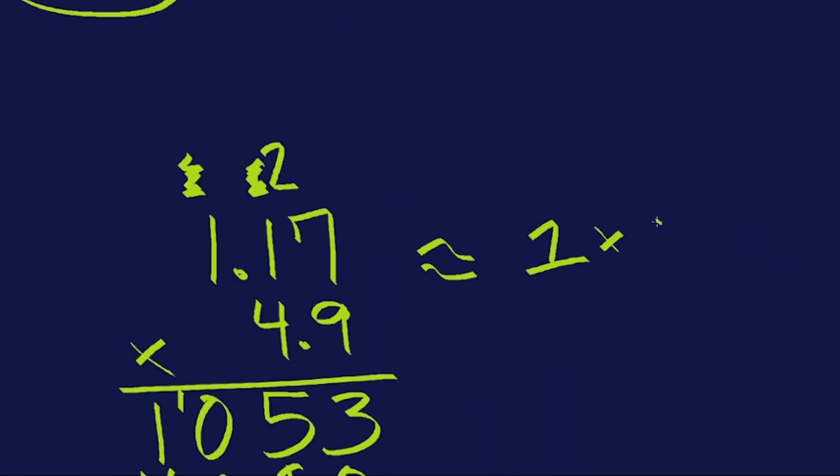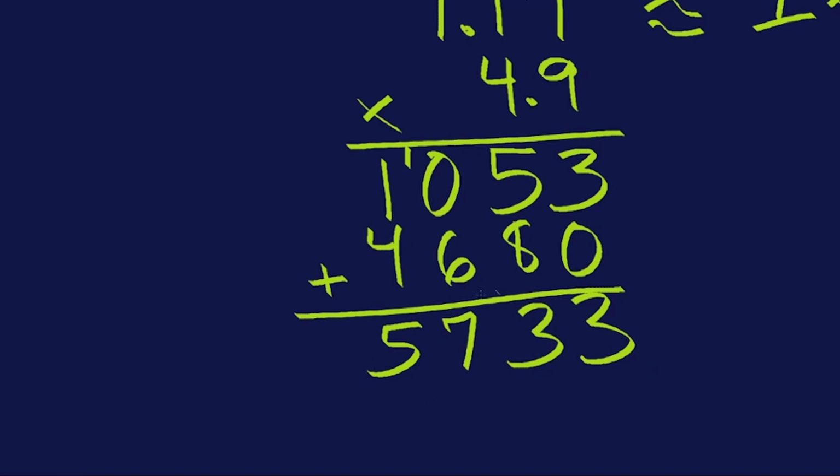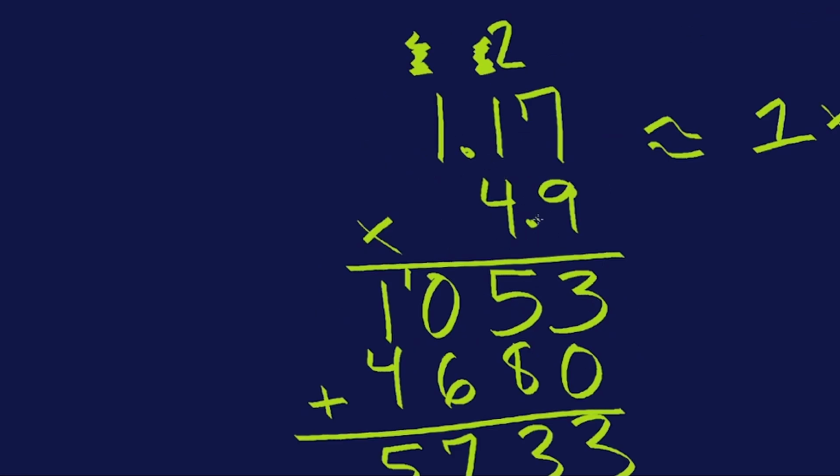And I'll write it this way just so we can see it normally. 1 times 5 is 5. So our answer should be about 5. As we look at it right now, is our answer about 5? No, it's over 5,000. That's very different. Picture 5,000 pennies or just 5 pennies. That's not the same at all. But that's because we haven't brought down the decimal to our answer.